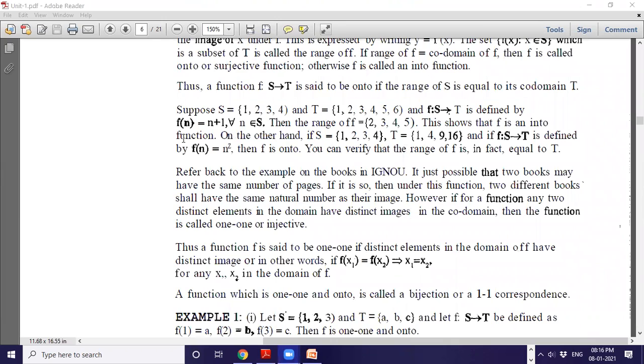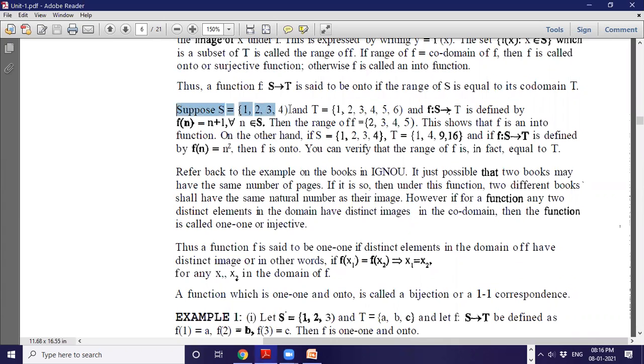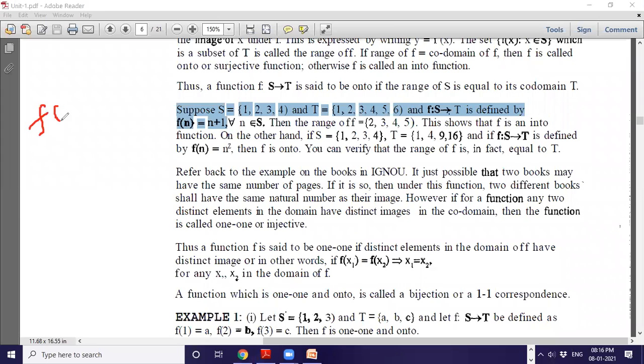Now, suppose S is equal to {1, 2, 3, 4}, T is equal to {1, 2, 3, 4, 5, 6}, then f goes from S to T and is defined as f(n) is equal to n plus 1. Look at this function carefully, what did I write? f(n) is equal to n plus 1. Because for any element of S, we have an element in T. Say f(1) is 1 plus 1, 2; f(2) is 2 plus 1, 3; f(3) is 4; f(4) is 4 plus 1, 5. Of course, here one more element is there.